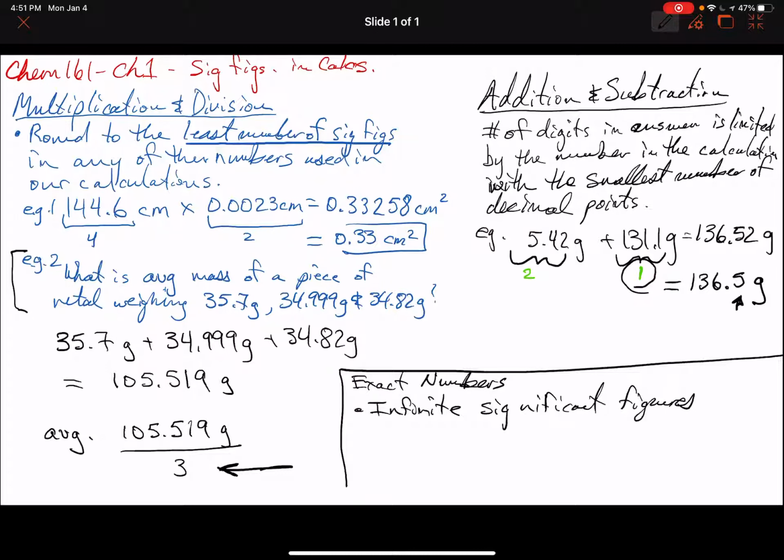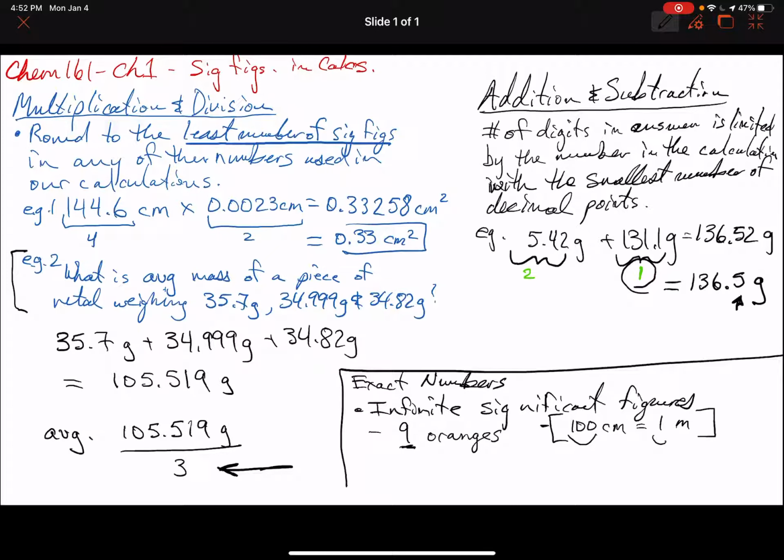Okay, other examples, maybe you've counted exactly 9 oranges at the supermarket. That 9 has infinite number of Sig Figs. Maybe you know that 100 centimeters is equal to 1 meter. This number and this number in this identity have infinite number of Sig Figs. So if we were to multiply by 100 over 1 to transform meters into centimeters, we would be multiplying by numbers and dividing by numbers that have infinity Sig Figs.